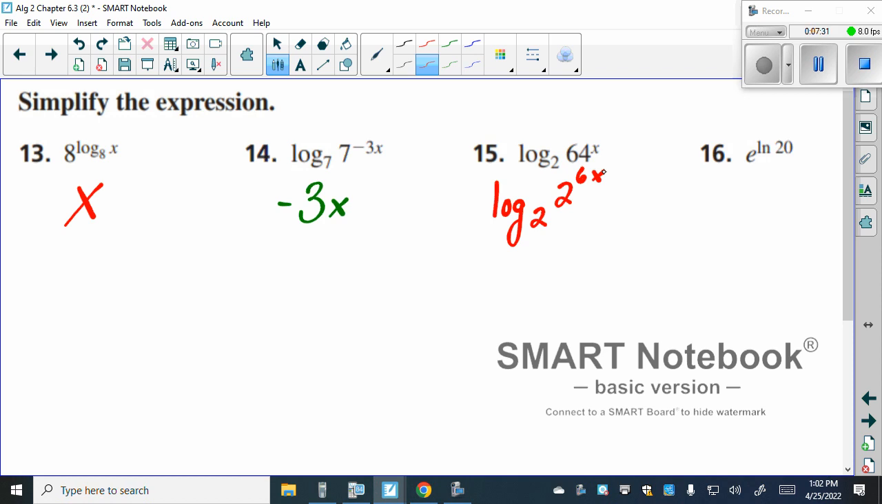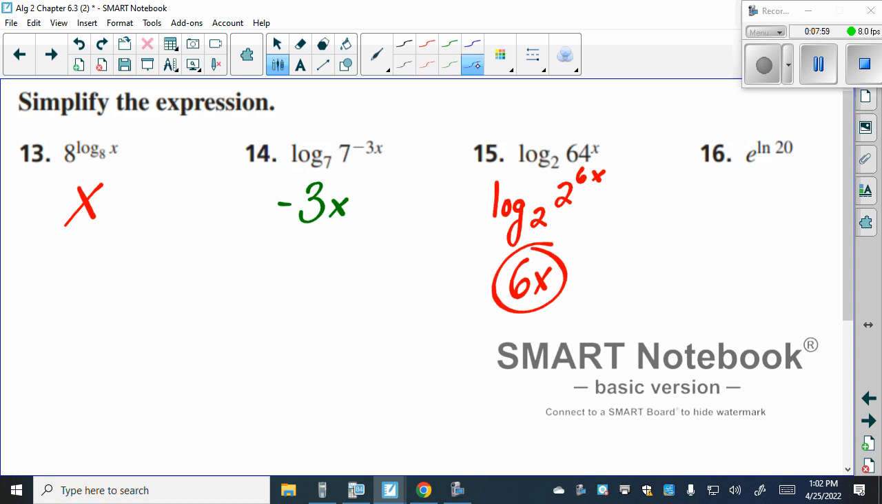Now, here we don't have to do the parentheses around it because we only have one term on the outside. If it had been, say, 64 to the x plus 1, we would have had to multiply the x plus 1 by 6 because of the parentheses and what the power is 2. But since it's just x, we can just say it's 6x. And what would this reduce to? 6x.